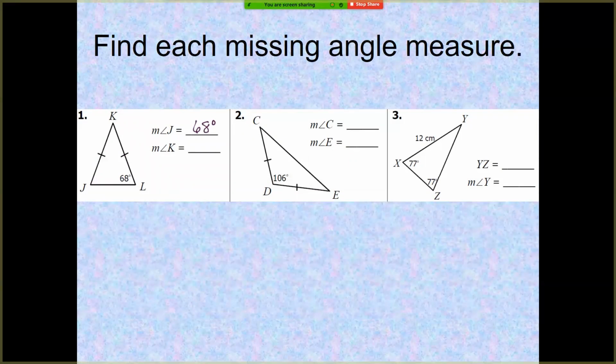We also know that the sum of the interior angles of a triangle has to equal 180 degrees. And we know two of the three. We're going to call that third angle K. So to figure out what angle K is, I'm going to take 180 minus 68 minus 68, and I get a value of 44.